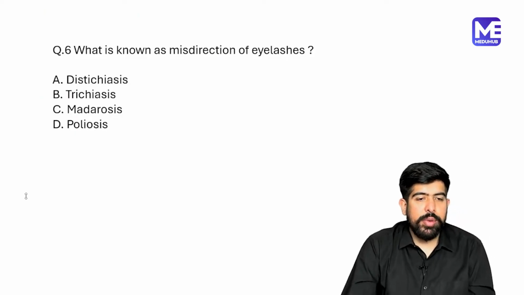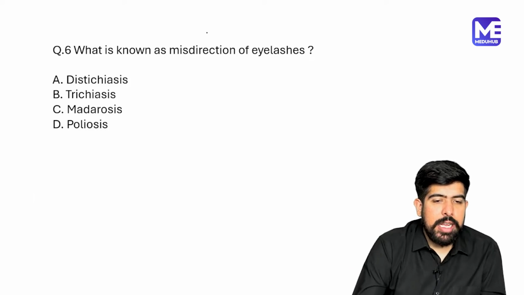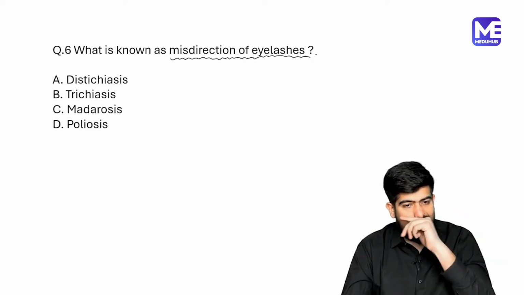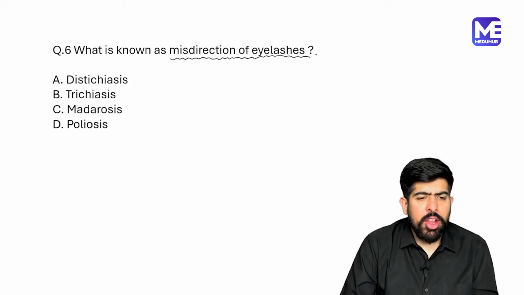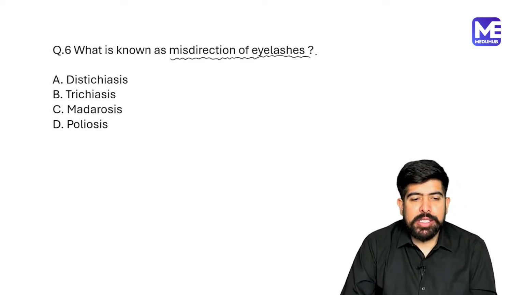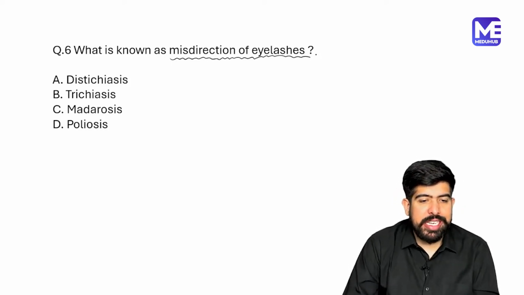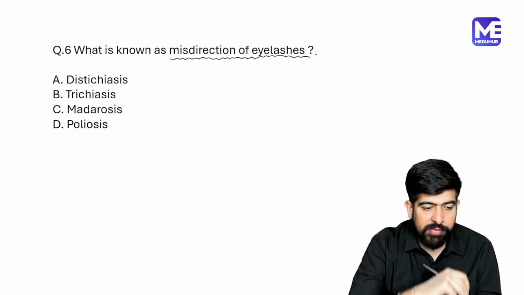The question is asking what is known as misdirection of eyelashes. Options are given to you. First, A is distichiasis. Option B is trichiasis. Option C is madarosis, and option D is poliosis.